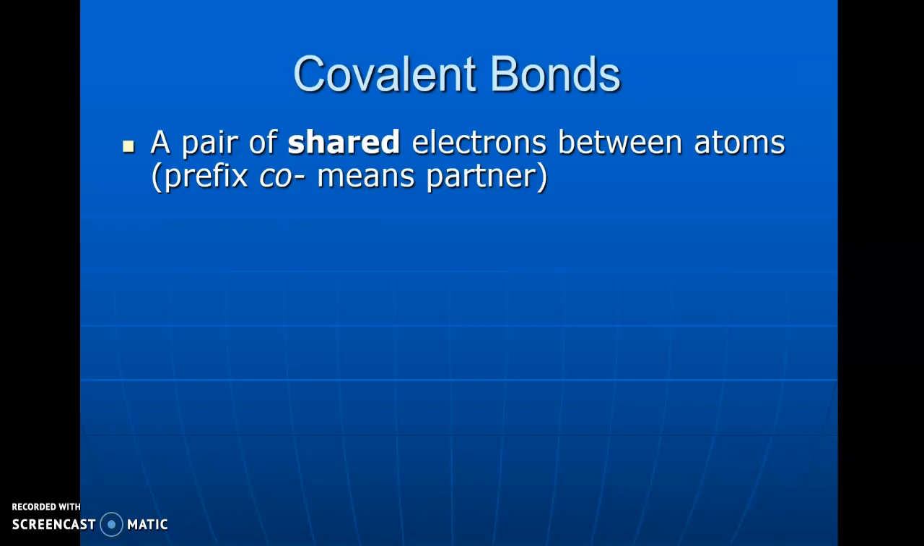A covalent bond resulting from a shared pair of electrons in a pair of atoms is called covalent because the prefix co means partner. And of course, if you look at the ending of the word covalent, valent comes from valence and the valence electrons.